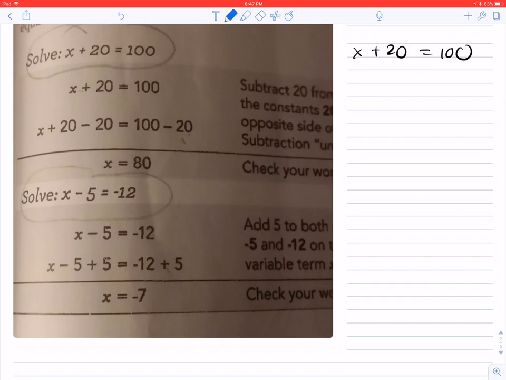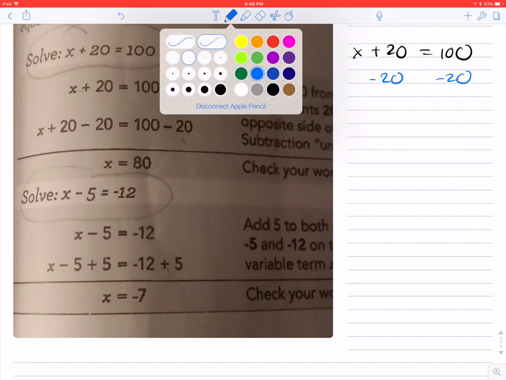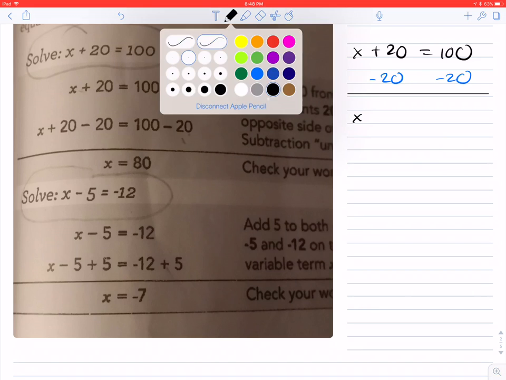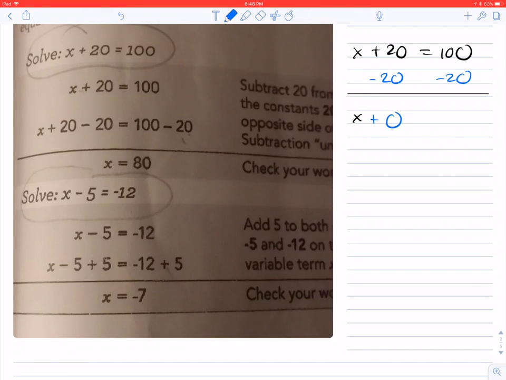So in this case, we're going to add negative 20 to the left and right. So here we're going to add negative 20, and here we're going to add negative 20. Okay? And I know that's worded a little differently than what they have, but that's essentially what we're doing. Now on the left, 20 plus negative 20 is 0. So that's going to be x plus 0. Okay? And then 100 plus negative 20, which is really just 100 minus 20, is 80.